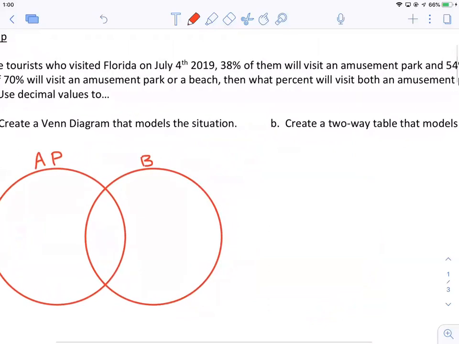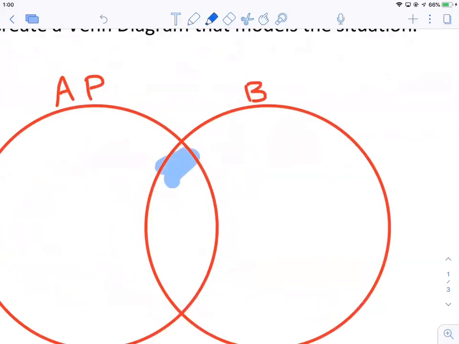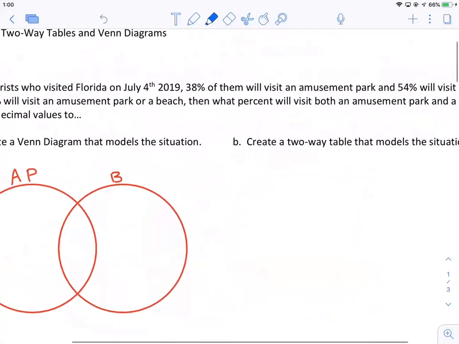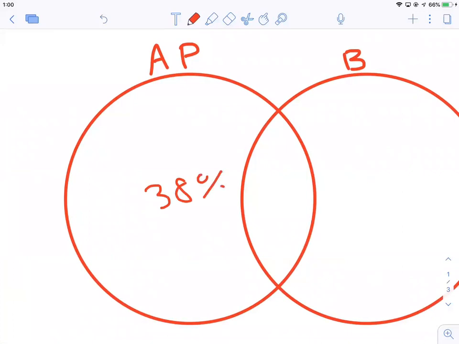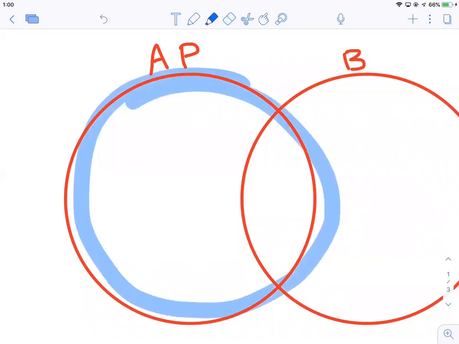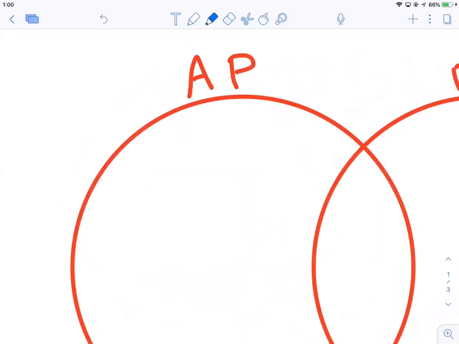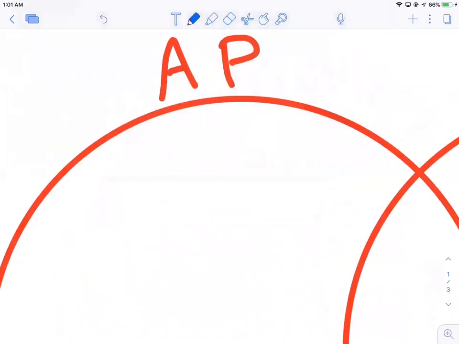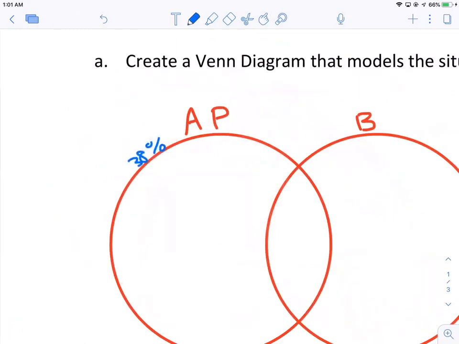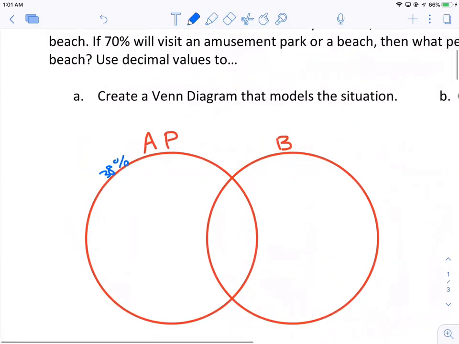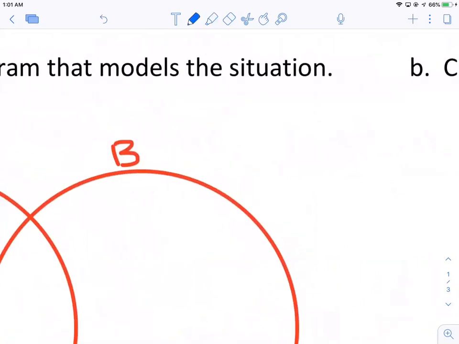we're looking for what percent are going to visit both an amusement park and beach. So we're looking for the overlap, right, of these two sets. We're looking for the number that's going to go in here. So first of all, 38% are going to visit the amusement park, right? Does that mean I should put 38% here? No, right? Because I know the entire circle is going to be 38%. So what I'm going to do is I'm going to put 38% right outside this circle. So I know that entire circle, right, should add up to 38%. Right, same thing for the beach, which has 54%.